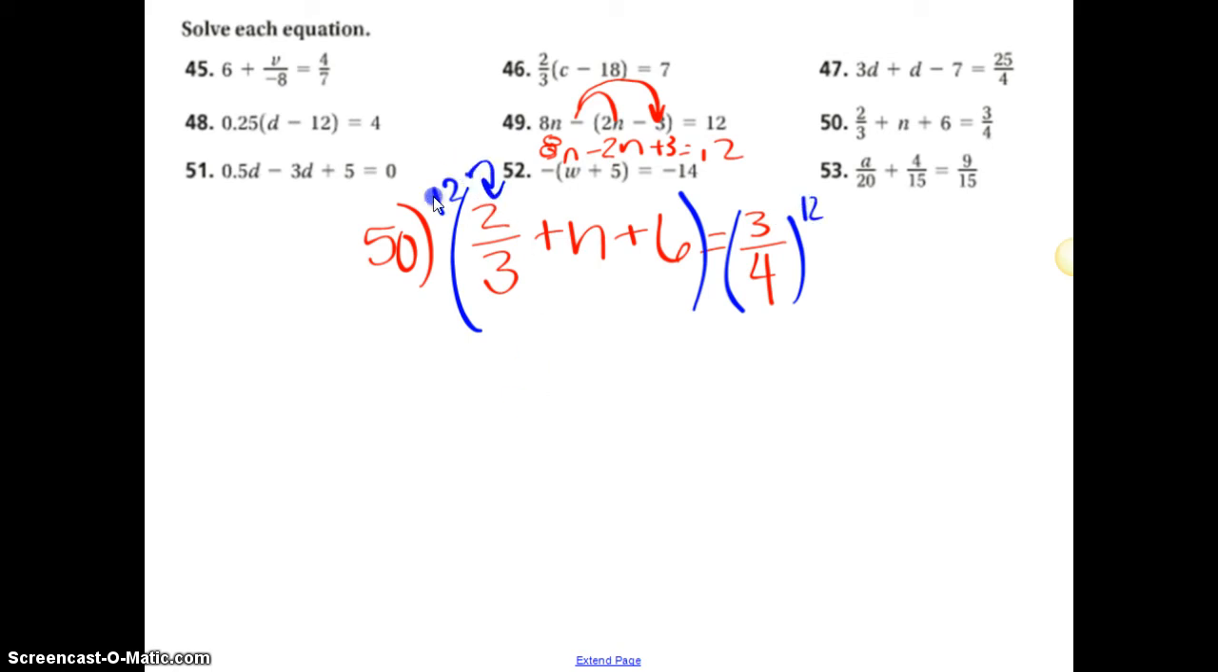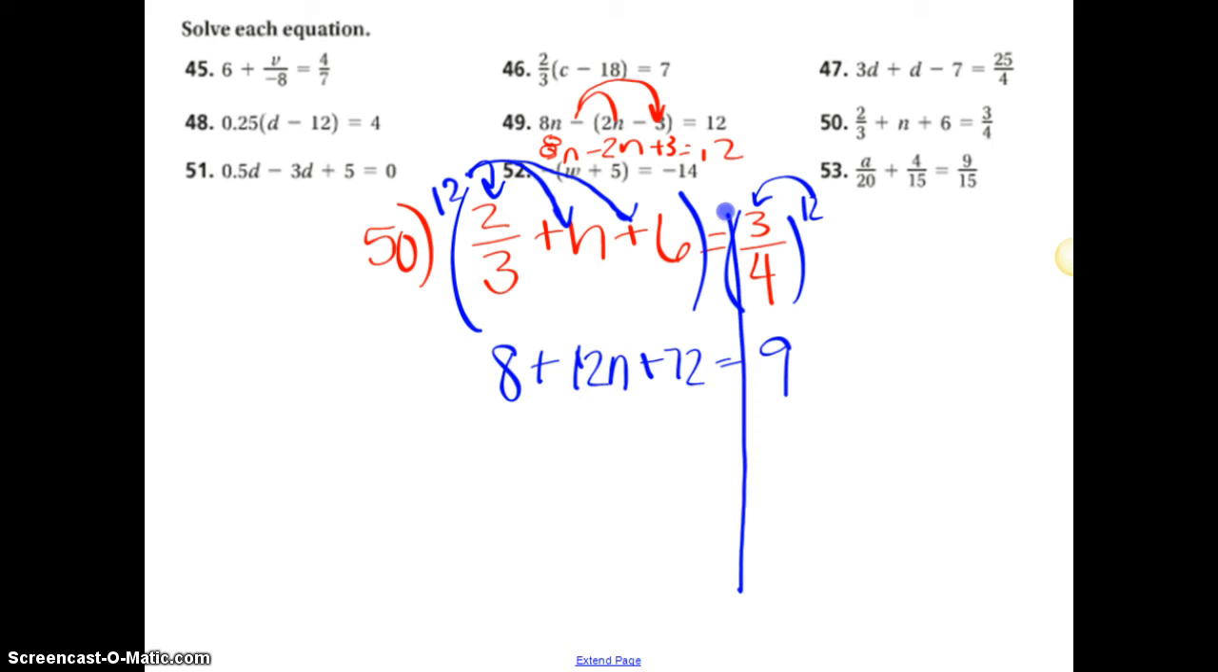So 2/3 times 12, 12 times 2 is 24, divided by 3 is 8. Don't forget to do your 12 times this. So plus 12 n's. Don't forget to do your 12 times 6 is 72. Then over here, 12 times 3, 36 divided by 4 equals 9. Now you're at a place where it shouldn't be so bad of a problem. What can I put together over here? Yes, put those together first. So really I've got 12n plus 80 equals 9.